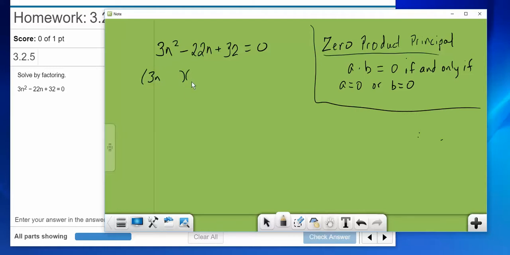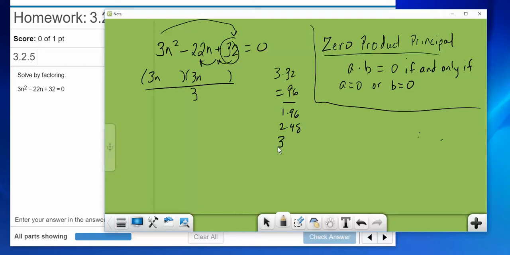3n squared minus 22n plus 32. So I'm going to take the 3 times the 32, which is 96. And I want to find factors of 96 that add to 22. So I just kind of go down my list. 96 divided by 2 is 48, and that adds to 50. Then I'm going to try 3 and 32.